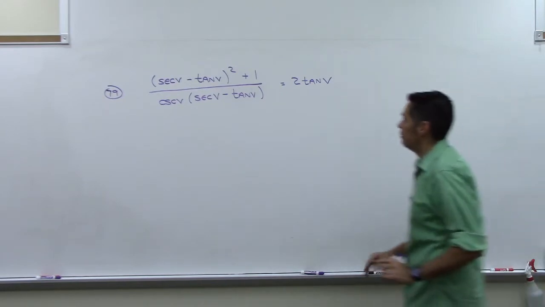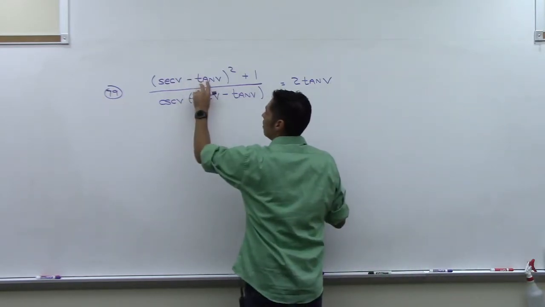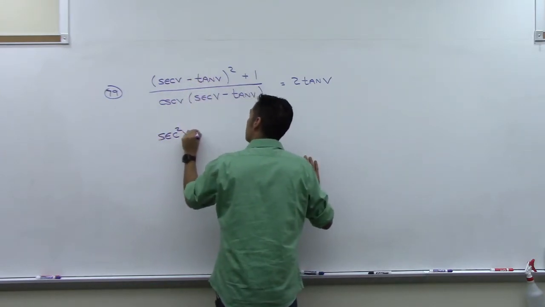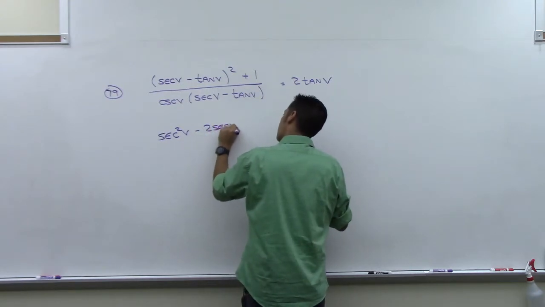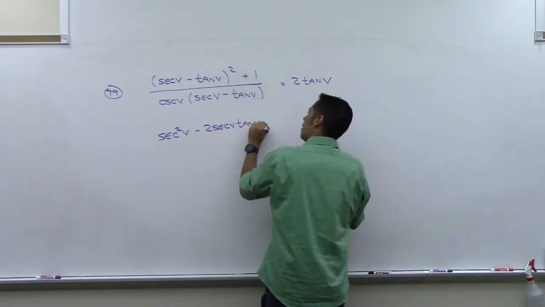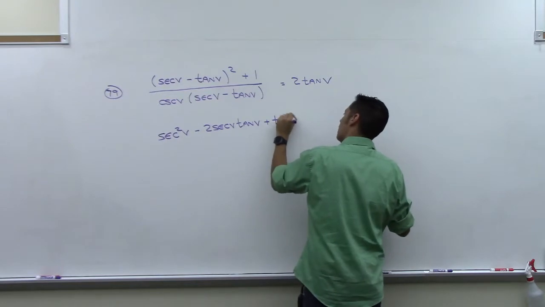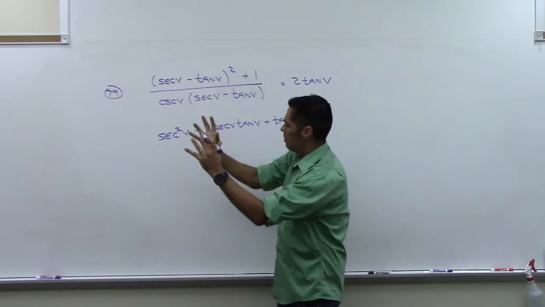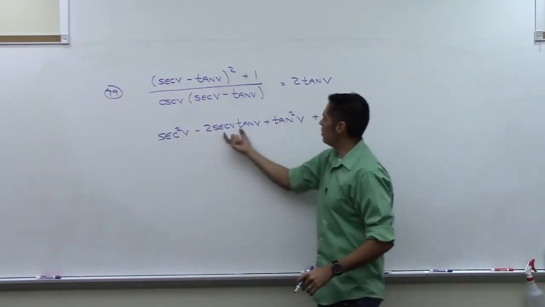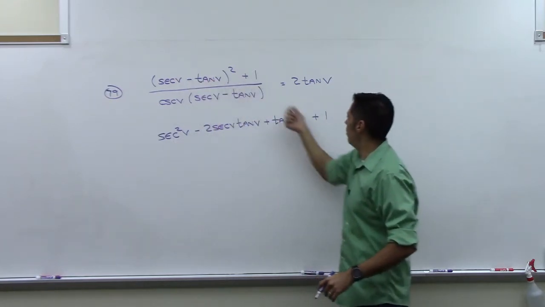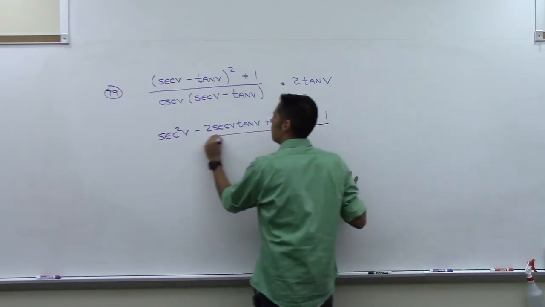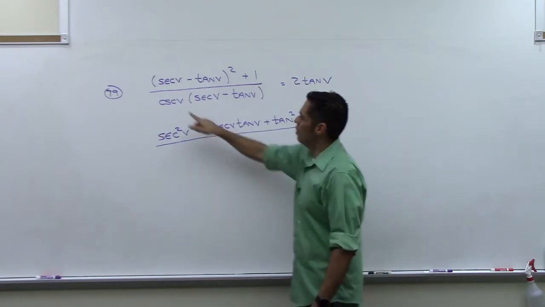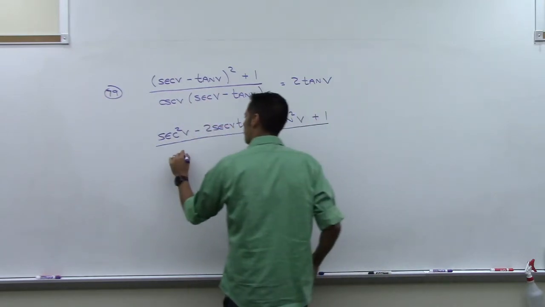All right, let me go. Let me do it. Start here. I'm going to just square this. So if you multiply this times itself, you should get secant squared v minus 2 secant v tangent v plus tan squared v, and plus 1. I trust that you can FOIL that out with itself and collect like terms. You should get these three terms for squaring that, then the plus 1. Then all over cosecant v times secant v.